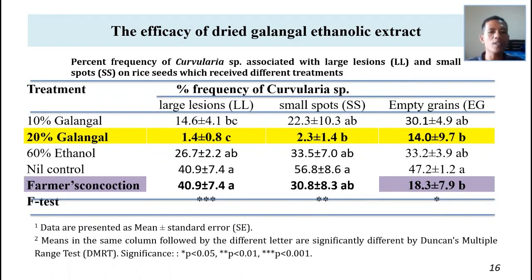And this is the efficacy of the dry galangal ethanol extract in suppressing Curvularia species in large lesion, small spot, as well as in the empty grain. By looking here, only 20% galangal showed a significant difference in inhibiting Curvularia lunata, Curvularia species. So we can conclude that 20% galangal is as effective as the farmers' practice.